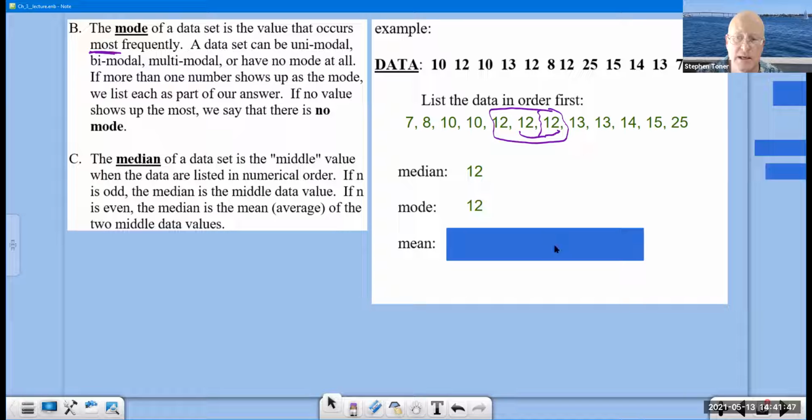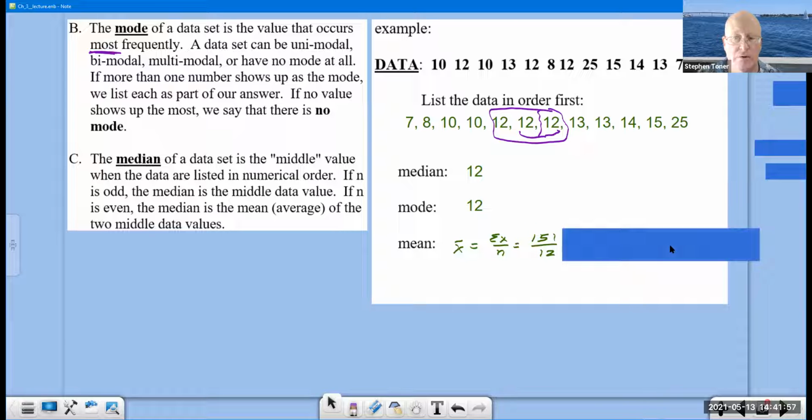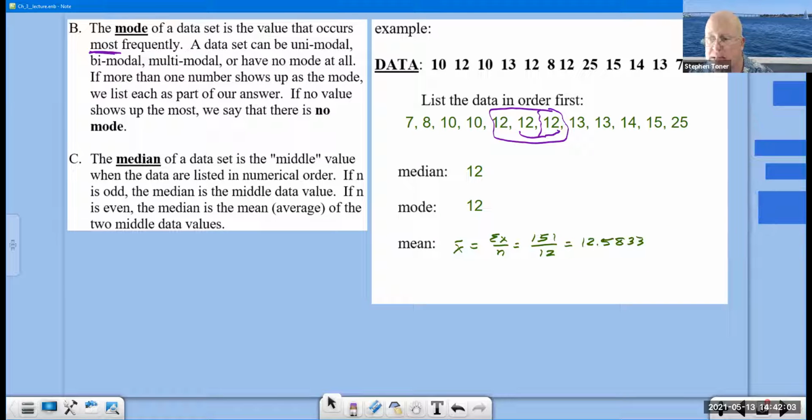Now to calculate the mean, I'm going to need to first add up the numbers and divide by n. If you add these up, you will find that they add up to 151, and then I will divide by 12, and that will give me, in decimal form, rounded to 4 decimal places, because that will be the rule throughout this class, and this will be our answer, 12.5833.